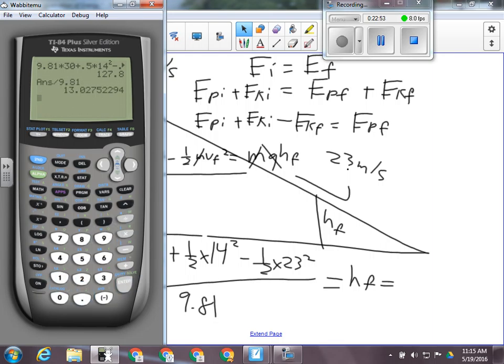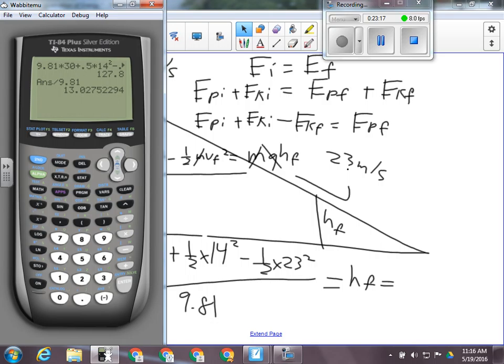Yes, 13 meters. See, there you go. So it's 13 meters above the ground here, not 30. Now, just to prove that mass cancels, if you didn't cancel mass and you put something in for mass, it's no big deal. I'm just going to pick a number and put it in for mass and do the same operation. I'm going to get exactly the same number.